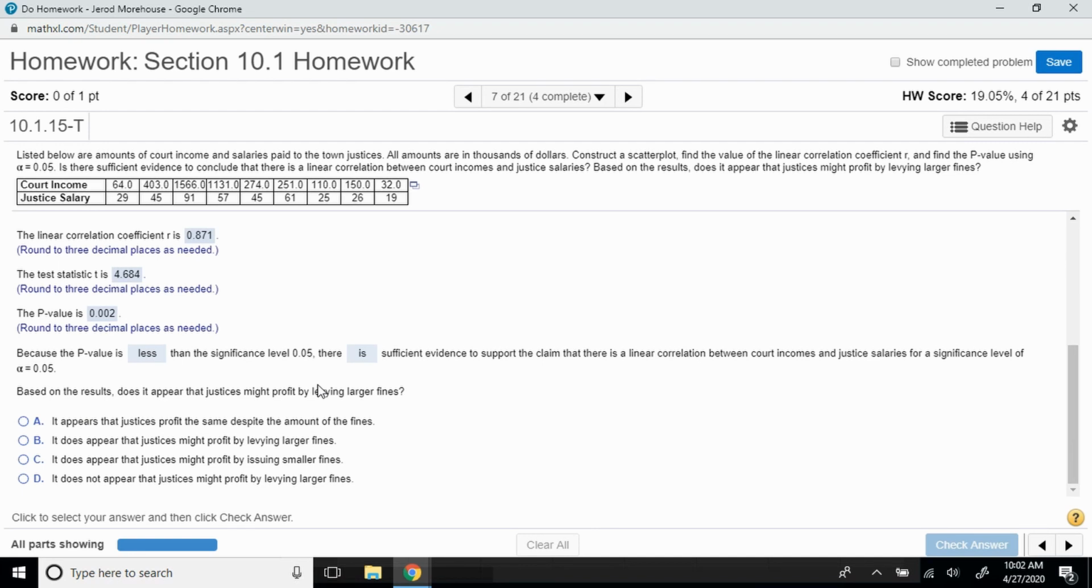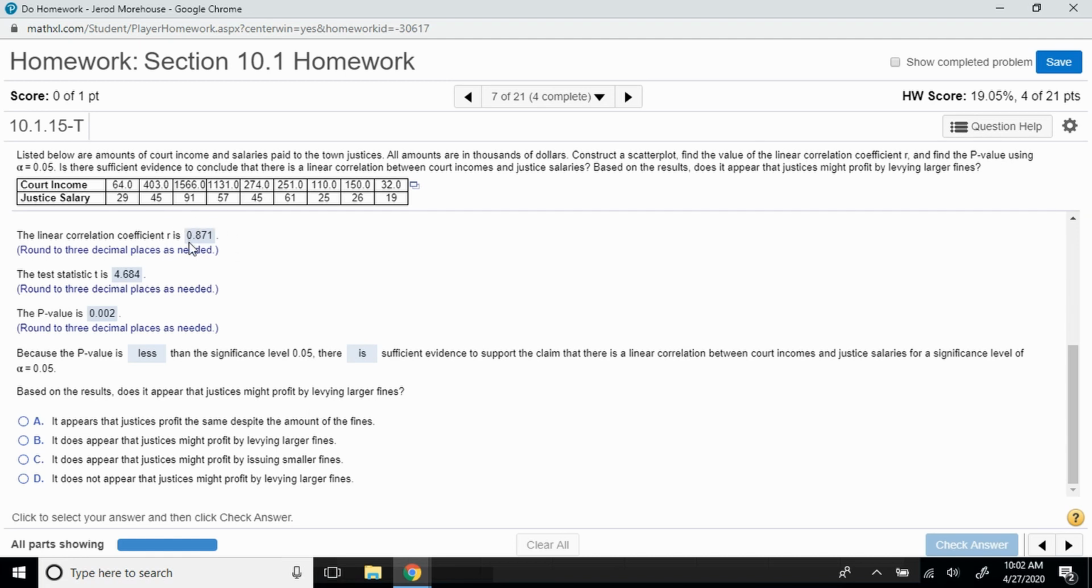Last part here. Based on the results, does it appear that justices might profit by levying larger fines? Let's read through our possible answers. It appears that justices profit the same despite the amount of the fines. It does appear that justices might profit by levying larger fines. It does appear that justices might profit by issuing smaller fines. It does not appear that justices might profit by levying larger fines.